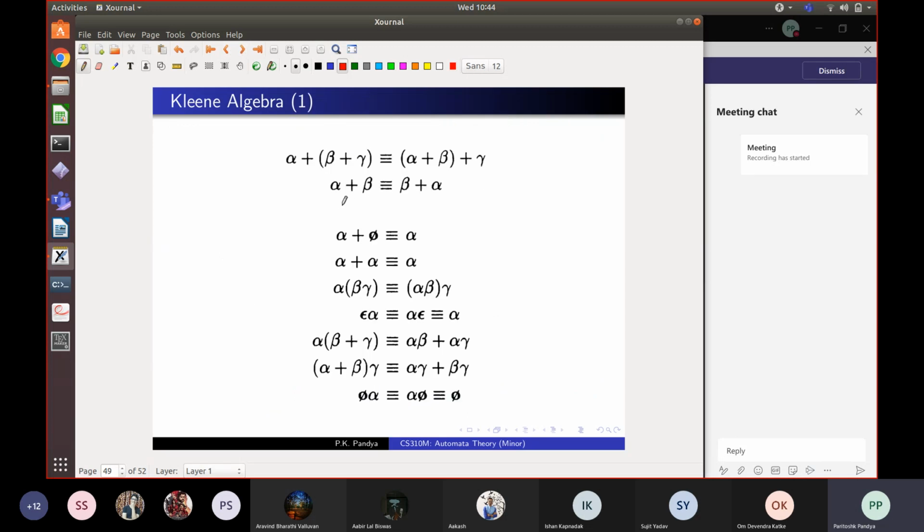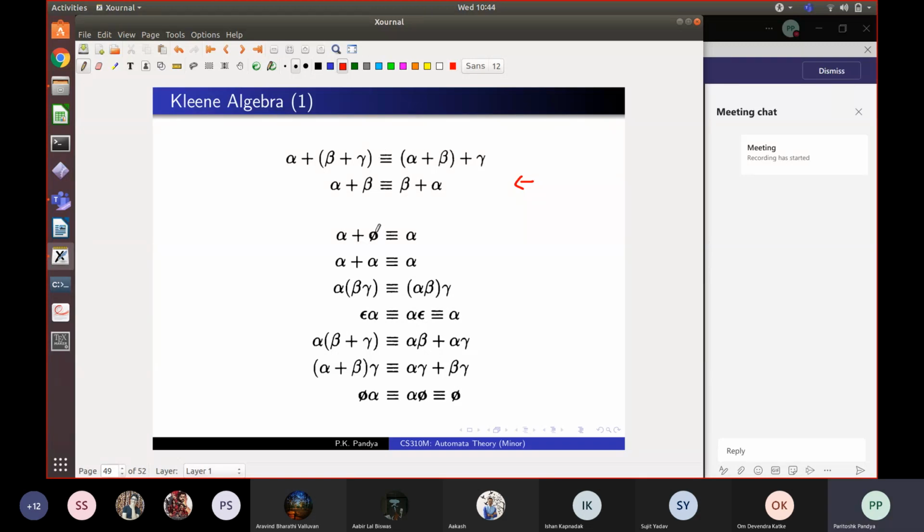So the first thing that it says is plus is commutative. That is, alpha plus beta is equivalent to beta plus alpha. That's obvious. That is, plus is commutative. Agreed? What is the language of alpha plus beta? Language of alpha union language of beta, which is the same as language of beta union language of alpha. So plus is commutative. It is also associative. This is just like arithmetic plus. Union behaves very similarly to this thing, right?